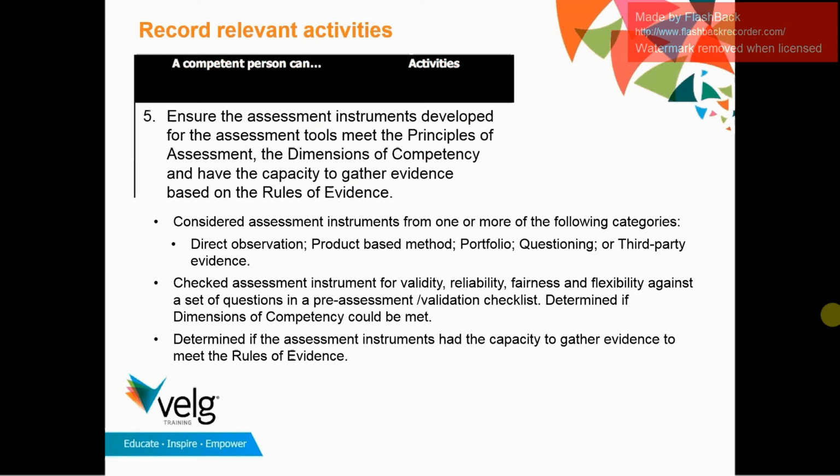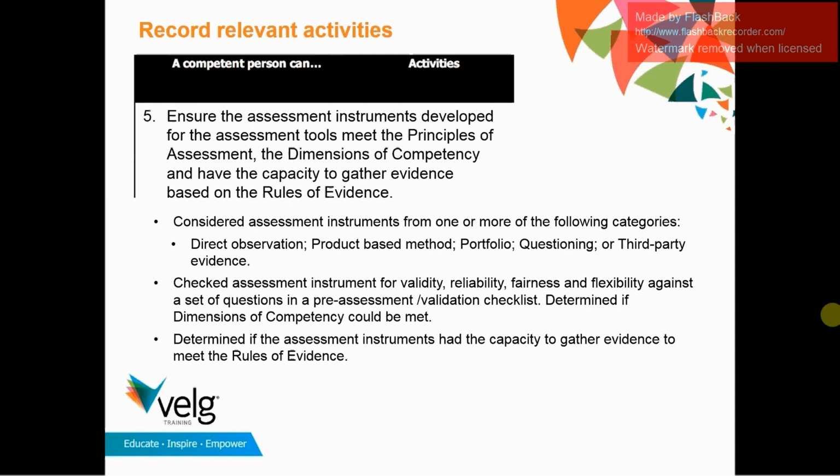That might be part of a portfolio, or I might be using questioning. And again, you can see how we were talking about third party, how that comes out here. Yeah, I do check the instrument for validity, reliability, fairness and flexibility. And determine if the dimensions of competency could be met. You know, there are 4 dimensions of competency, and one of the things that I always make sure is that within any unit of competency, so it may not necessarily be within one of the tools, but across a unit of competency, I have been able to see that dimensions of competency can be met.